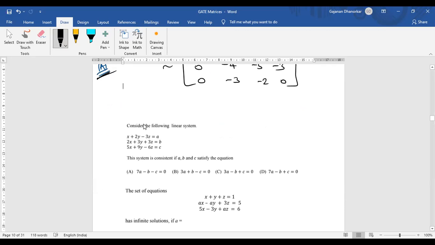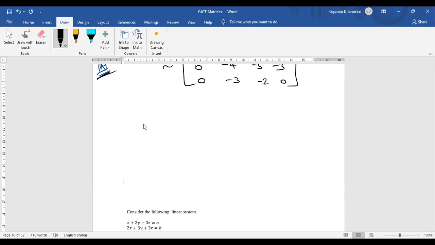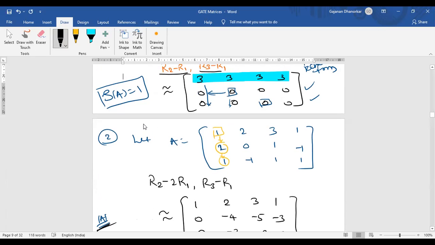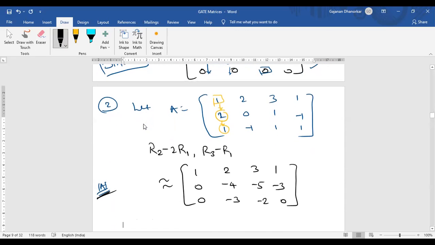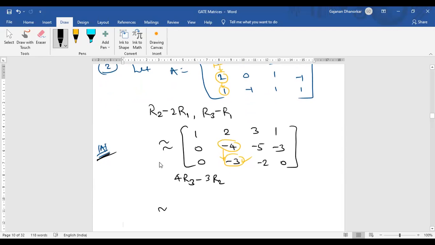And now after this, we have to convert below this element. Firstly, convert below this element, and this element. We have to convert this element into 0. We have this operation: 4R3 minus 3R2. We will get here by this operation 1, 2, 3, 1. 0, minus 4, minus 5, minus 3.